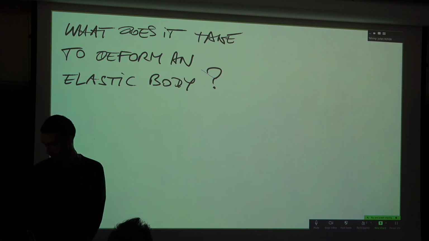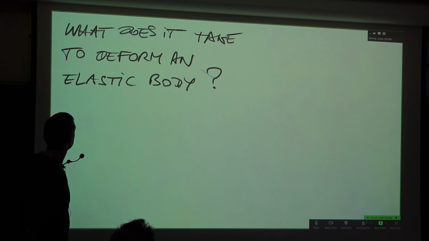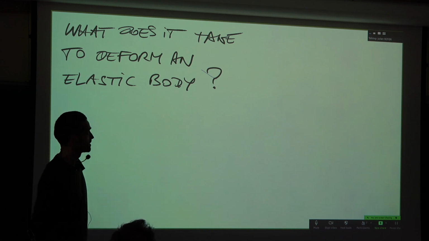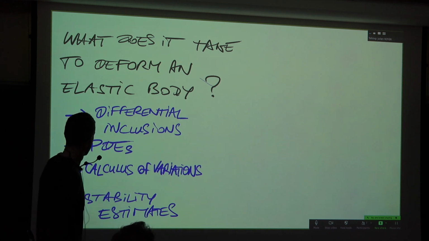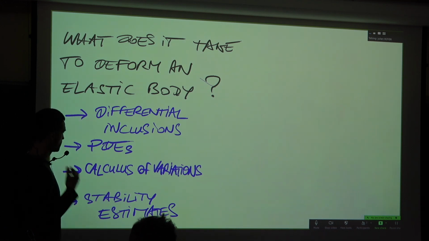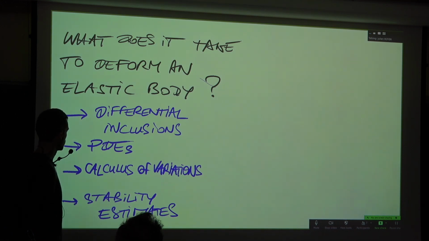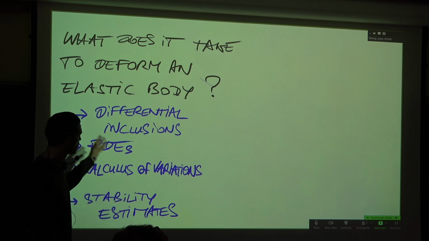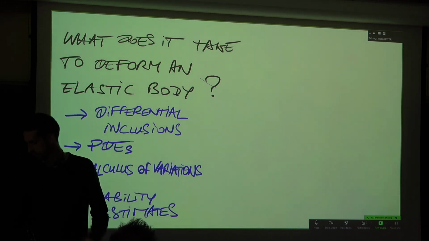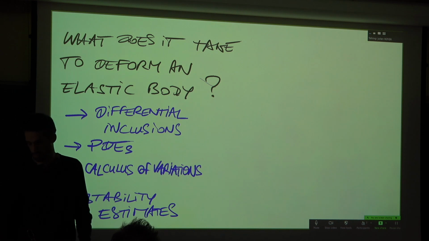Okay, so this is my title, and what you are probably not really going to learn from my talk is how to deform an elastic body, but it's just an excuse to talk about some mathematics. The kind of mathematical objects that we are going to see are differential inclusions, PDEs, partial differential equations, calculus of variations, stability estimates. Those are some buzzwords of the mathematics that are behind the physics I will very briefly explain.